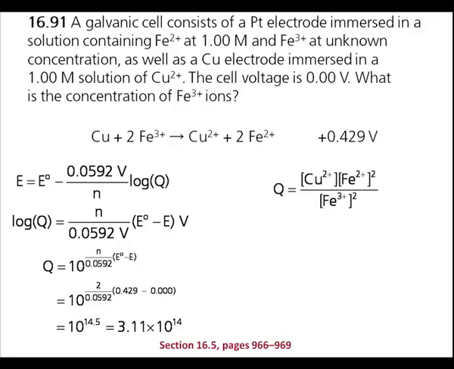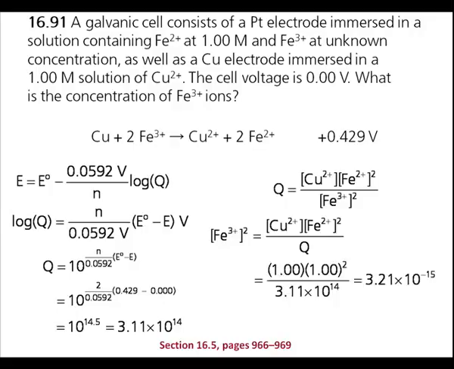The actual formulation of Q is concentrations of products divided by concentrations of reactants, each raised to their stoichiometric powers, leaving out any solids such as the copper metal on the left. So now I can rearrange this to solve for the unknown. The Fe3+ concentration squared will have this value, and I have values for copper plus 2 and iron plus 2 and Q. Therefore, Fe3+ squared is 3.21 times 10 to the minus 15. If I take the square root of that, the Fe3+ concentration is 5.7 times 10 to the minus 8 moles per liter.